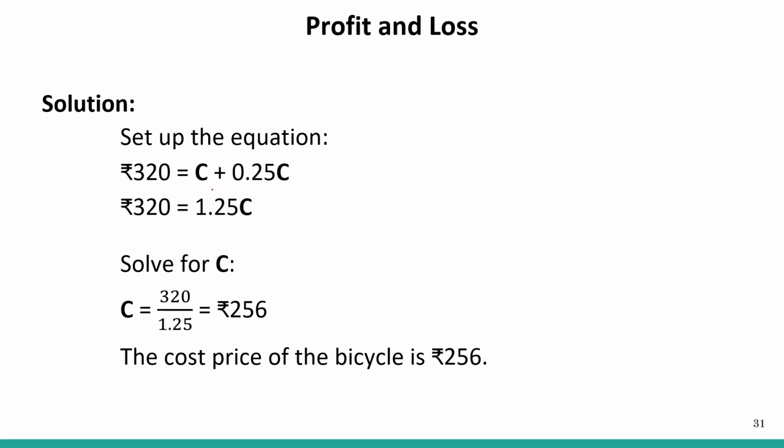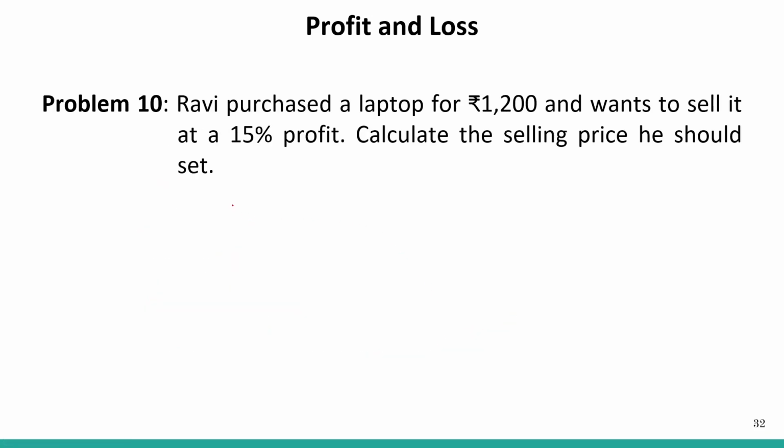Okay. So setting up the equation to convert the word problem into an algebraic equation, 320 is equal to C plus 0.25 C. So 320 is equal to 1.25 C. Solving for C, we are left with C equal to 320 by 1.25. So this is nothing but 256 rupees. Okay. So the cost price of the bicycle is 256 rupees.